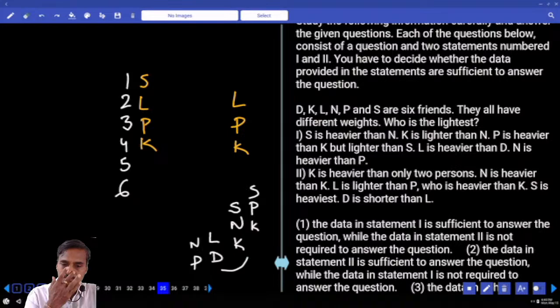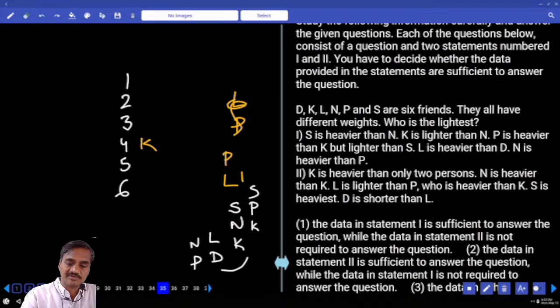D is lighter than L. Now in this one, K is heavier than only 2 persons. N is heavier than K. Then coming back to this one, L is lighter than P. Now this L is lighter than P and N is heavier than K. P is heavier than K. Now P is heavier than K. Hence P must be in the first place.